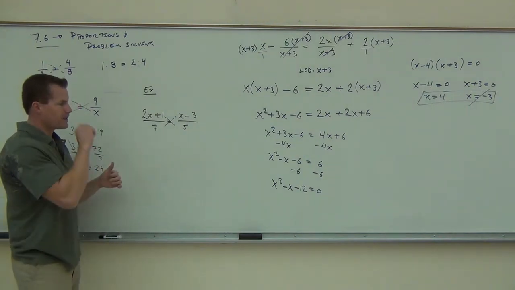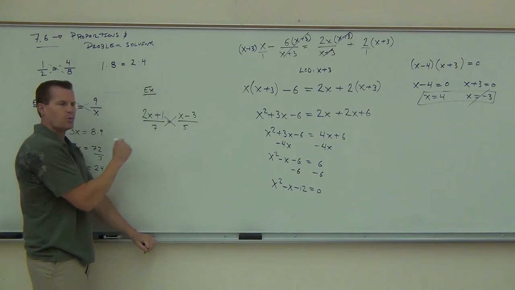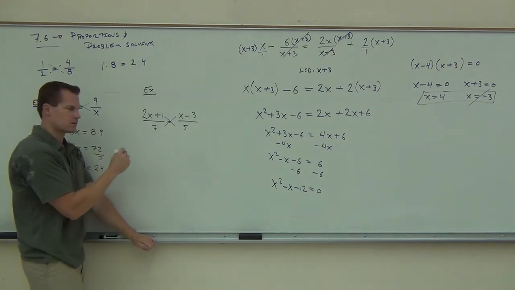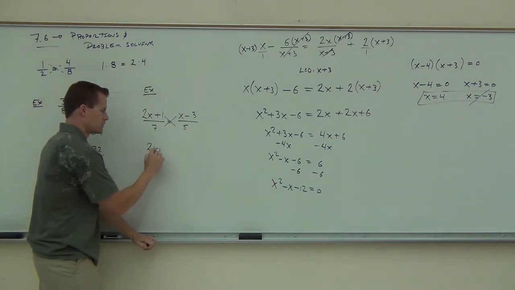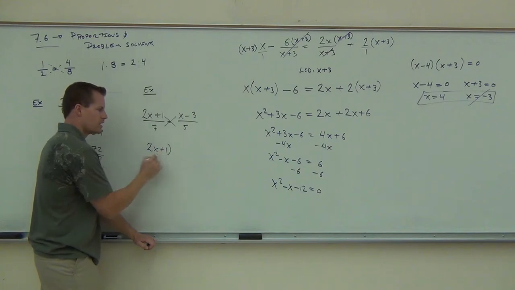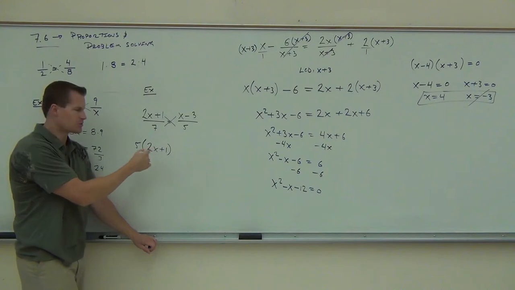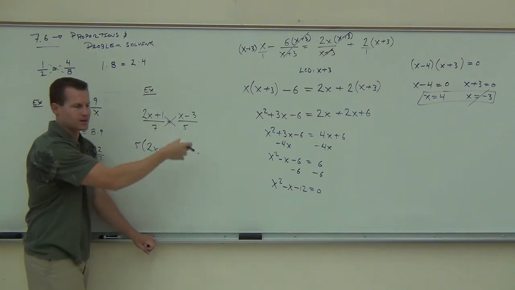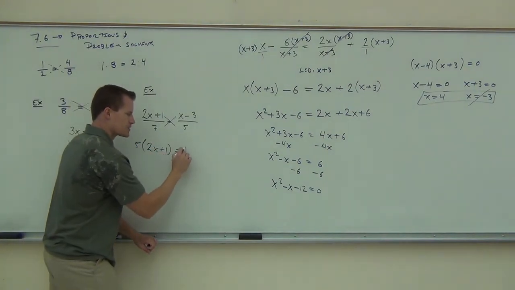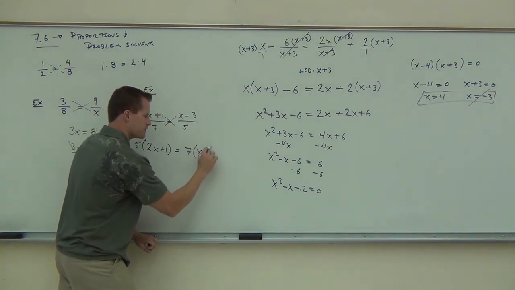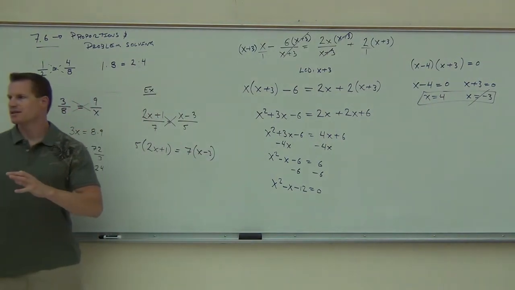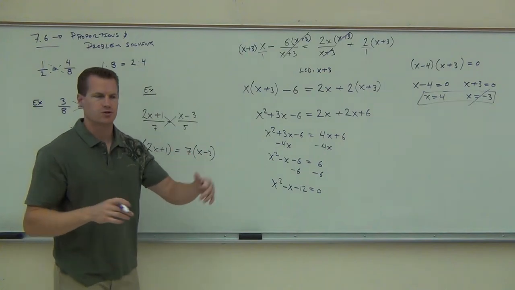So let's do that. If we cross multiply, I am going to get what times what here? 2x plus 1 times what? 5. Now I'm going to put the 5 out front because that is going to distribute. You see what I'm talking about? I can't just put 5 times 2 because we have to also take that 2 to 1. Equals, same thing happens here, 7 times x minus 3. So we have those parentheses signifying that we are going to have to distribute that.